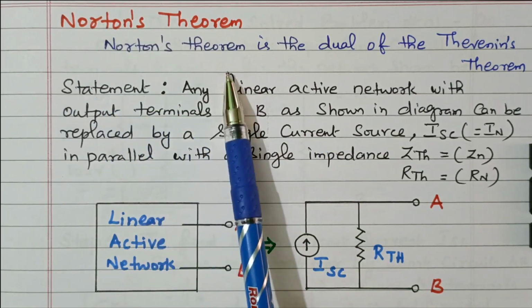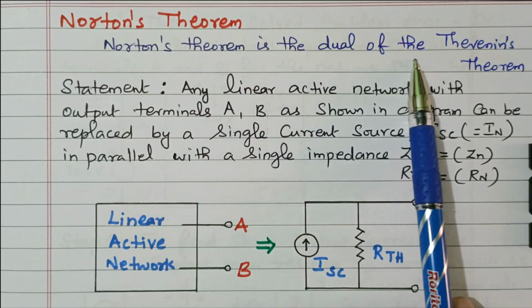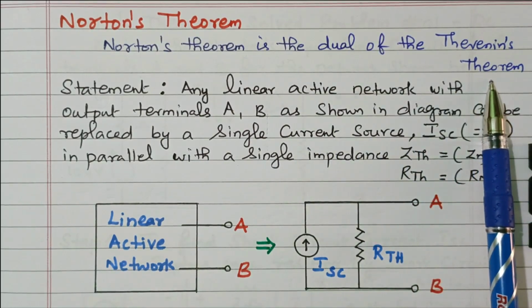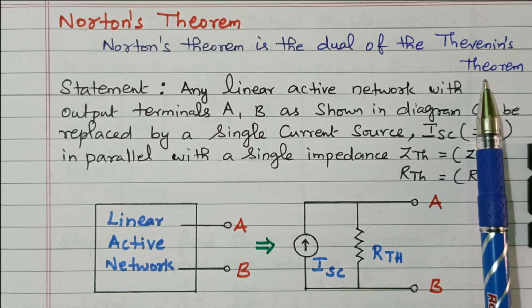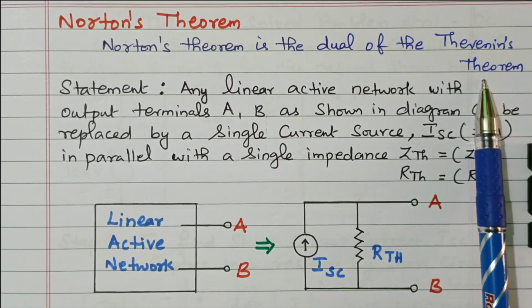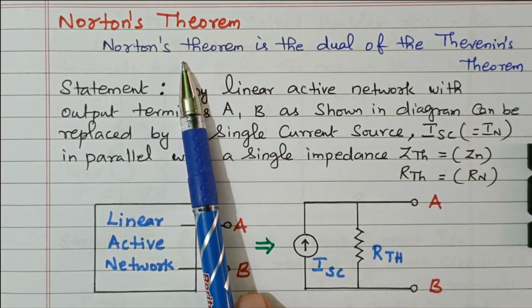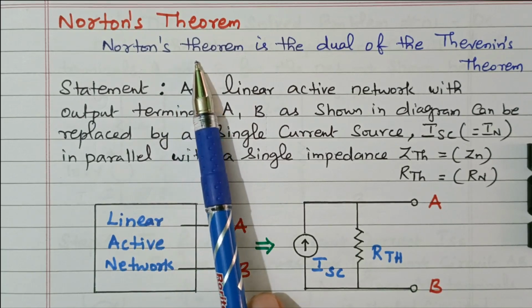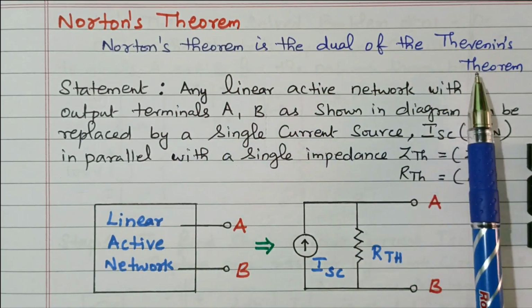Norton's theorem, one of the theorems available in circuit theory. Norton's theorem is the dual of Thevenin's theorem. The Thevenin's theorem and problems are available in separate videos. In Thevenin's theorem, the Thevenin equivalent circuit is a voltage source connected in series with the Thevenin resistance. In Norton's theorem, the current source is connected in parallel with the Thevenin resistance. That's why Norton's theorem and Thevenin's theorem are called duals.